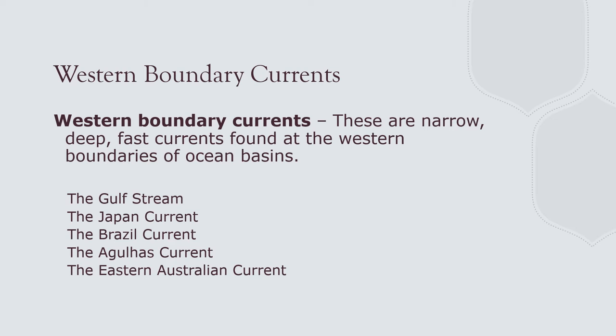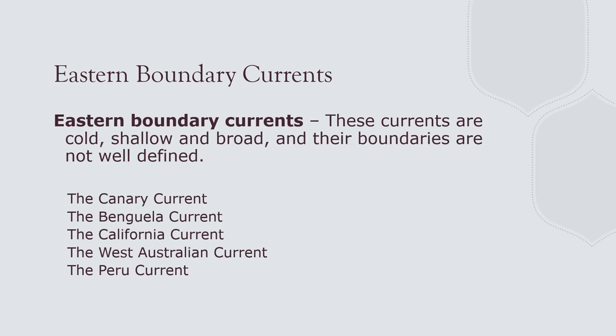Because you go from that high pressure system in the center of the gyre, and the eastern side of that, you have the west coast of countries. On the western side of that, you have the east coast of countries. Western boundary currents are warm. Eastern boundary currents are cool.